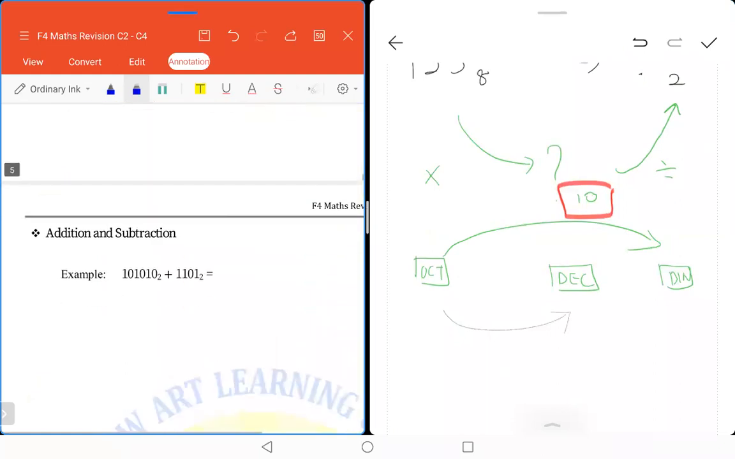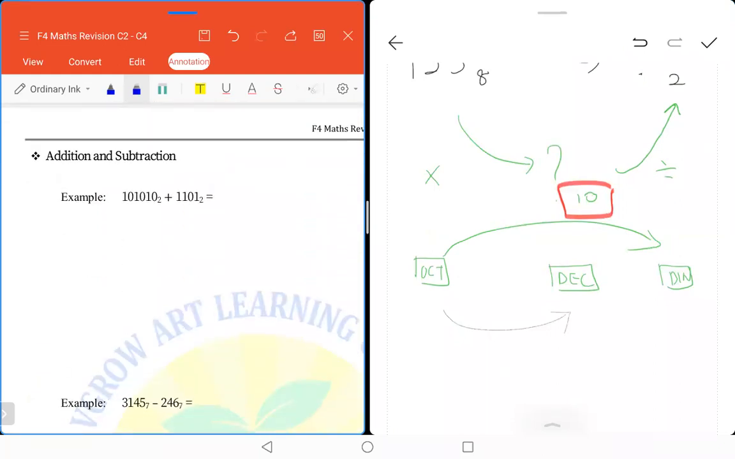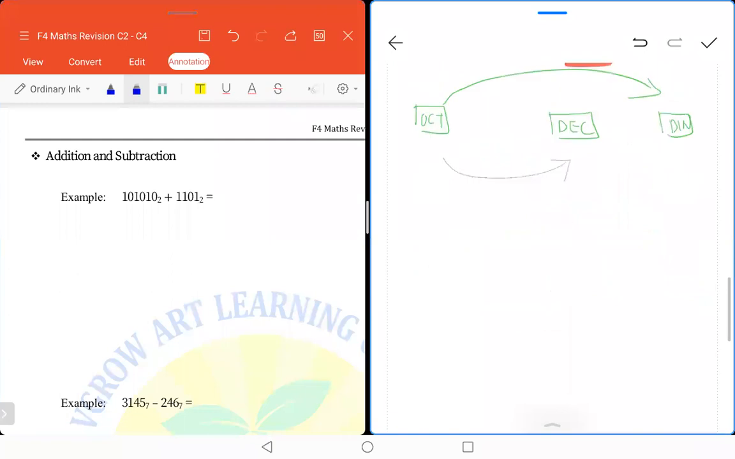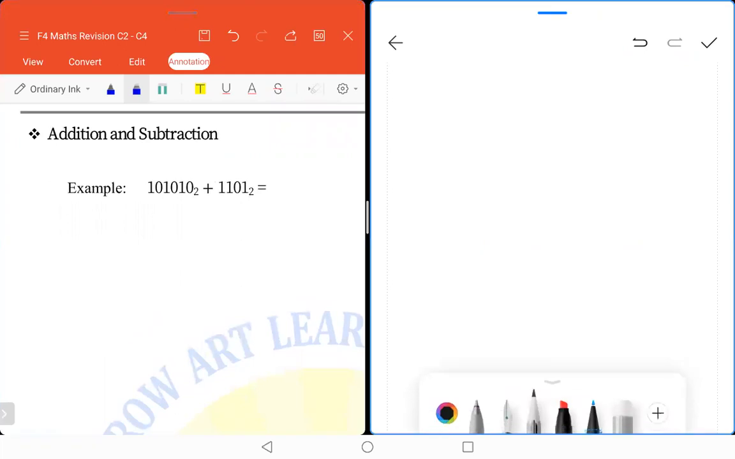Okay, last part, addition and subtraction. So this one you go back to kindergarten level. You have to add and minus manually. Let's do this together. Got paper? Write down the questions. Let's see if you can get the answer correctly.